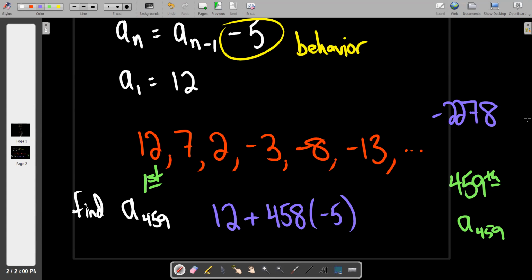The goal for the day is, could you find that old school? Yes, you could. On today's worksheet, if it says find a sub 34, could you manually find the 34th term? Yes, you could. I don't want you doing that, though. I want you using the logic of number of jumps times the value of each jump. Presto. Let's practice again. Easy?